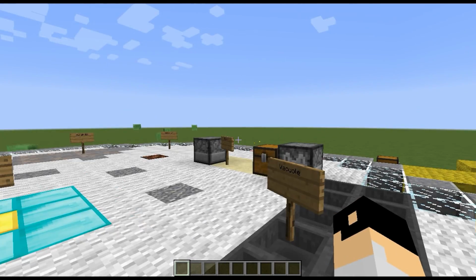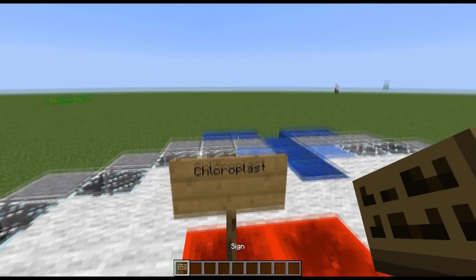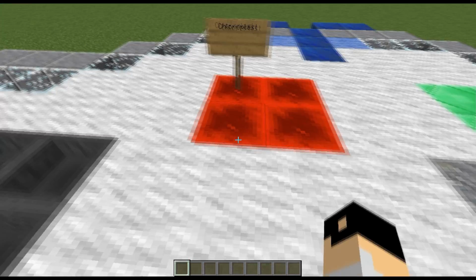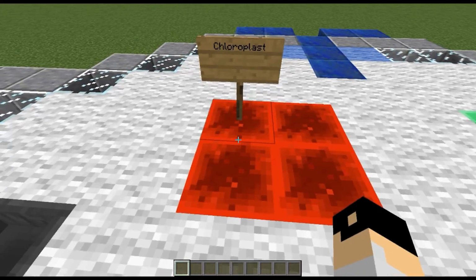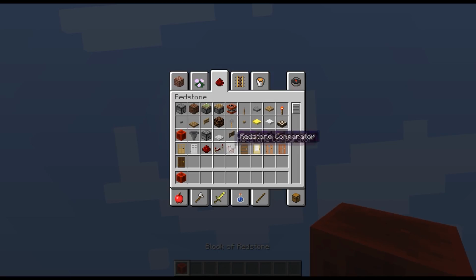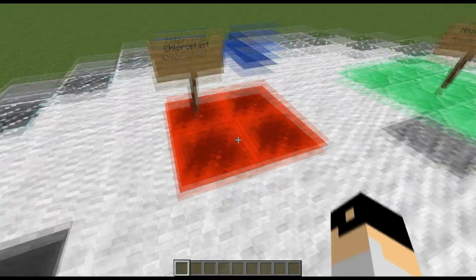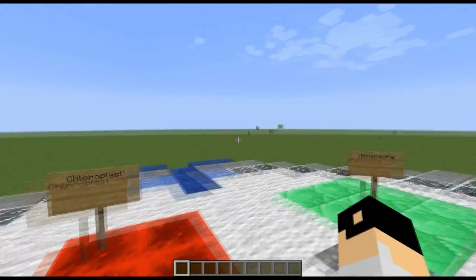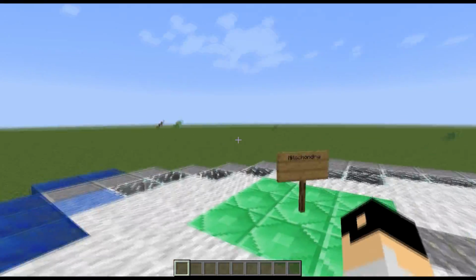I'm not going to go in any specific order. I'm just going to identify all of these things, like I have little signs here. So the chloroplast. Chloroplast is a part of plant cells. It takes in sunlight and water and carbon dioxide, and it makes sugars. Those sugars are used for energy. So yeah, chloroplast, sugars. Nice.